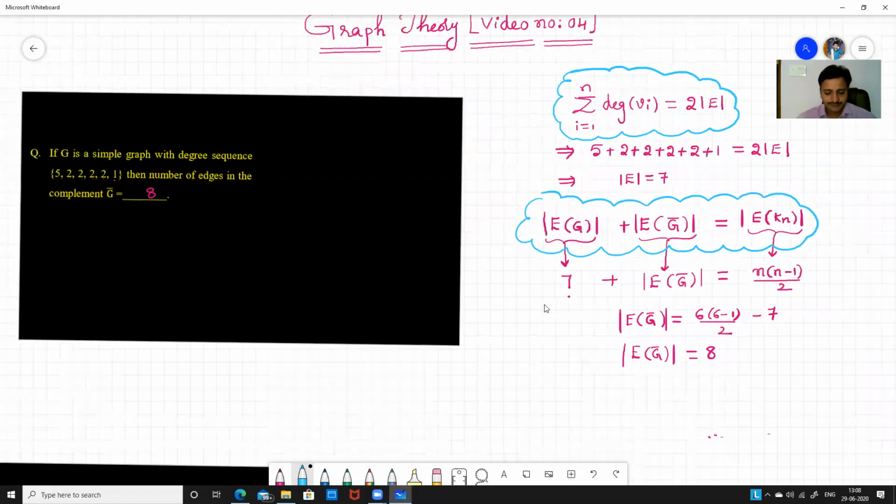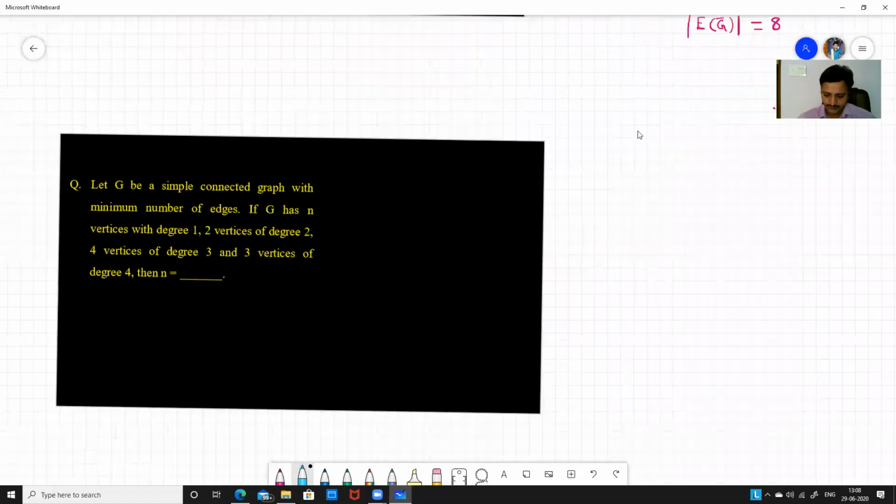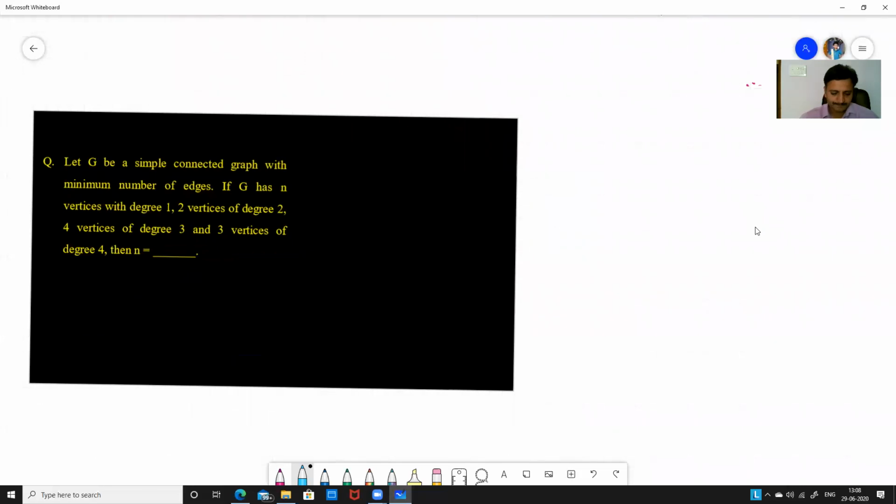Now look at the next question. Let G be a simple connected graph with a minimum number of edges. Remember, whenever we are talking about the minimum number of edges in a simple connected graph, the minimum number of edges must be n minus 1. If maximum number of edges, then n into n minus 1 by 2. Please remember these 2 points clearly. We already covered this point in the previous theorems.